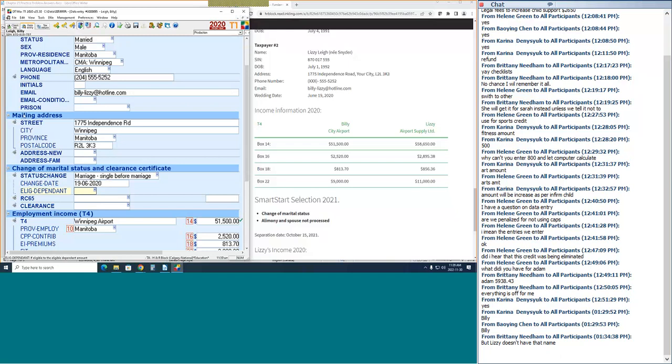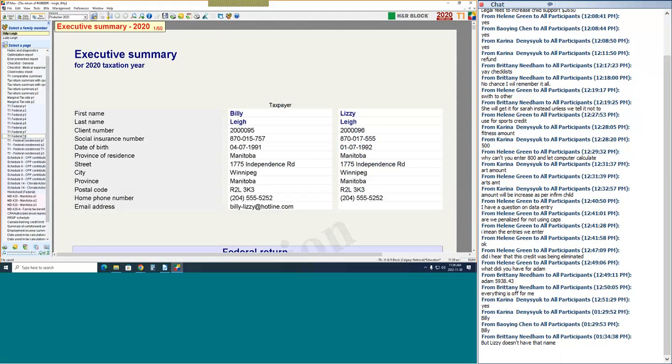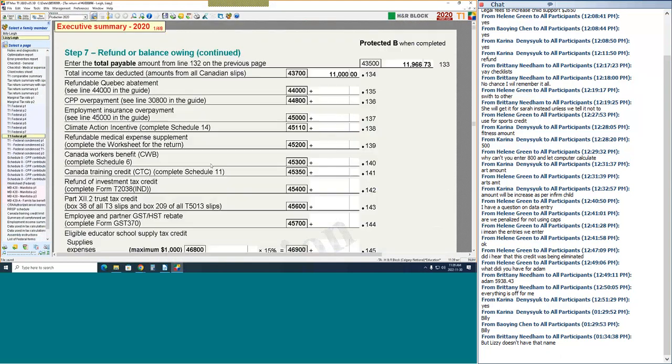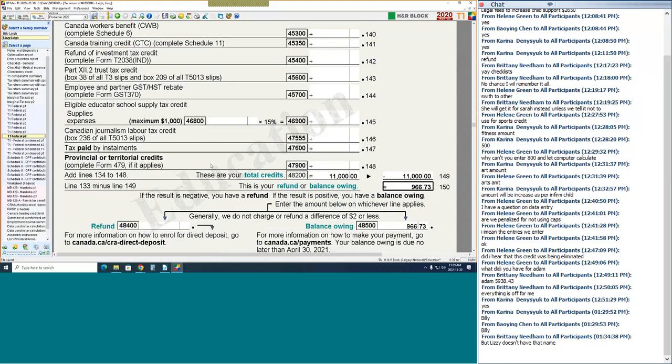Now that we've done that, we should have a tax return for each of them. What I would like you to do is tell me, what did you get for Billy? I got a small balance owing. And what did you get for Lizzie? I got a larger balance owing.